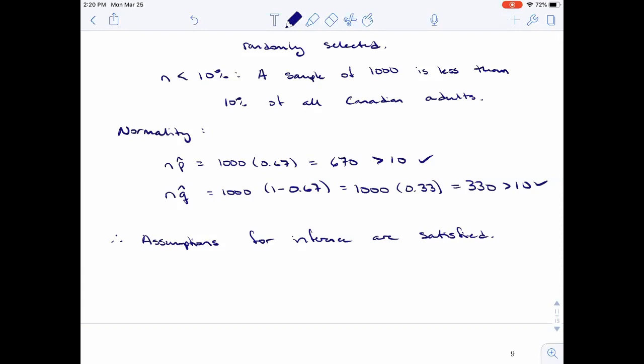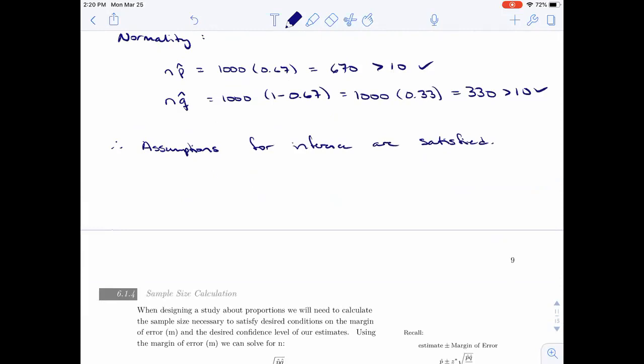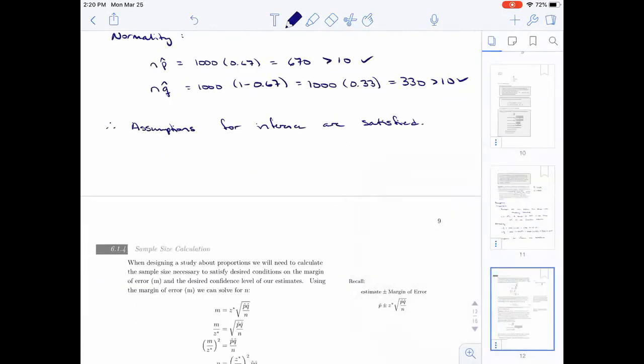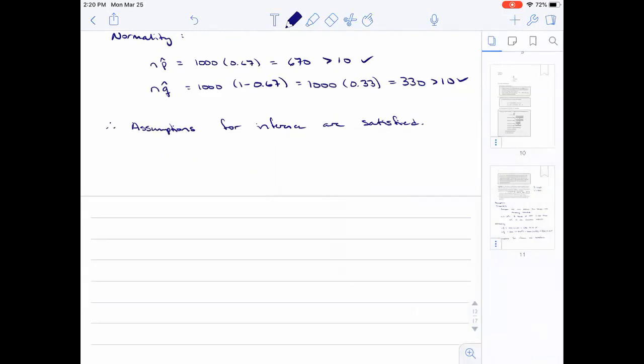Okay. Throw in another page here. Oh, wrong page. There.